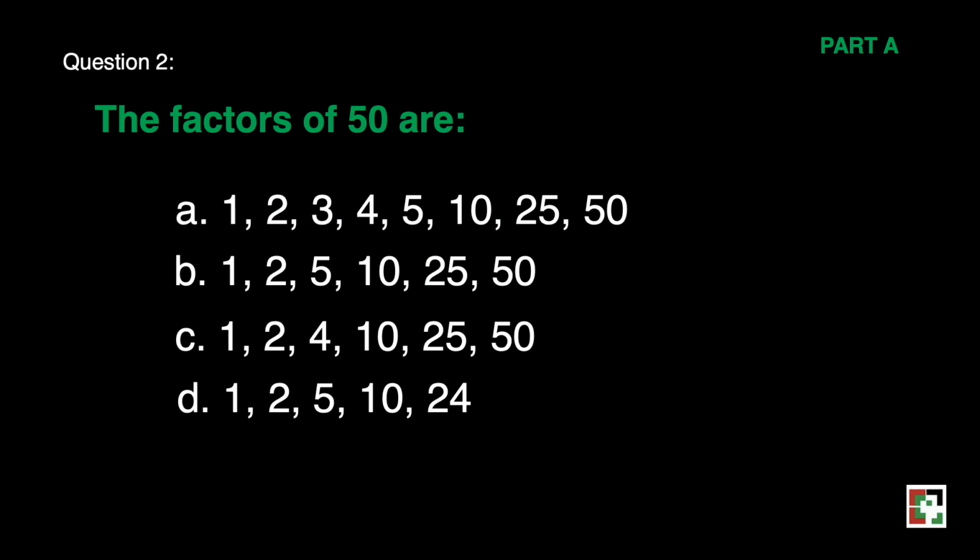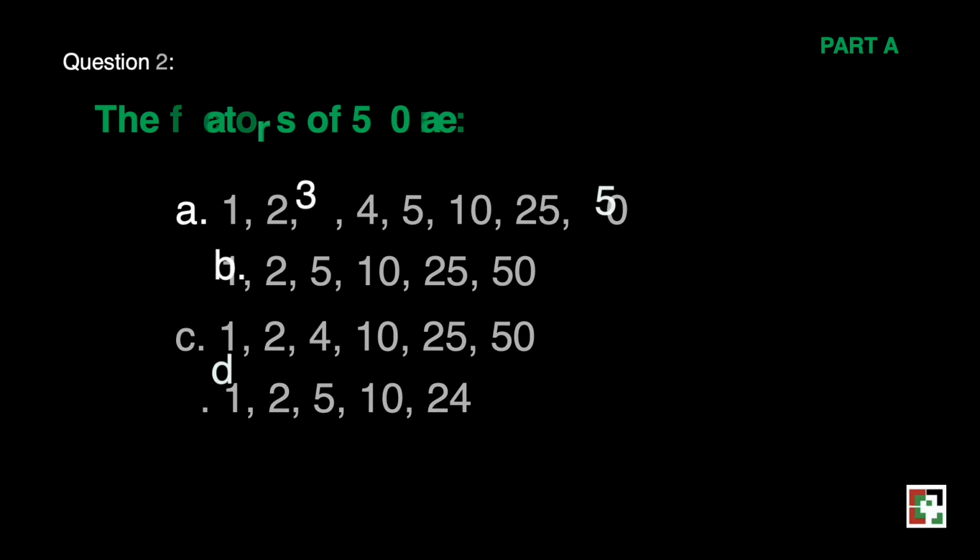The factors of 50 are A. 1, 2, 3, 4, 5, 10, 25, and 50. B. 1, 2, 5, 10, 25, and 50. C. 1, 2, 4, 10, 25, and 50. And D. 1, 2, 5, 10, and 24.